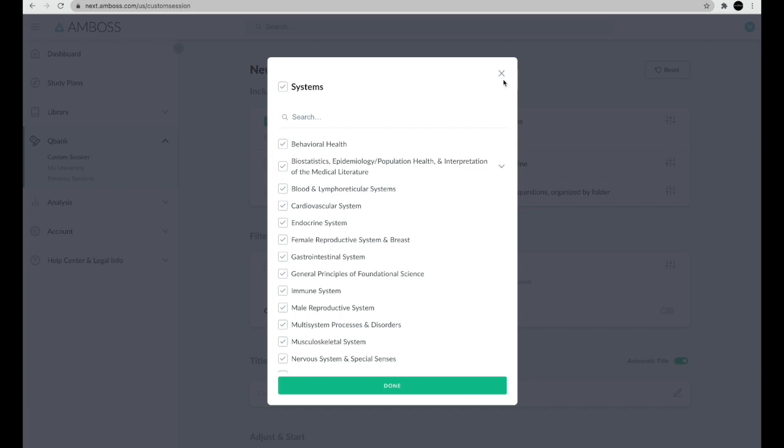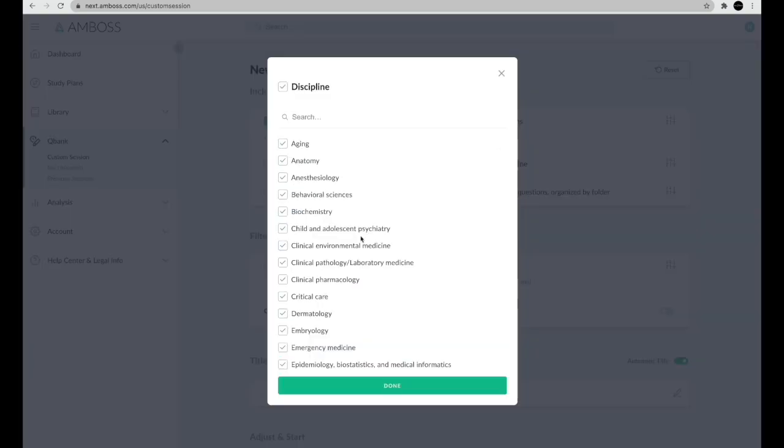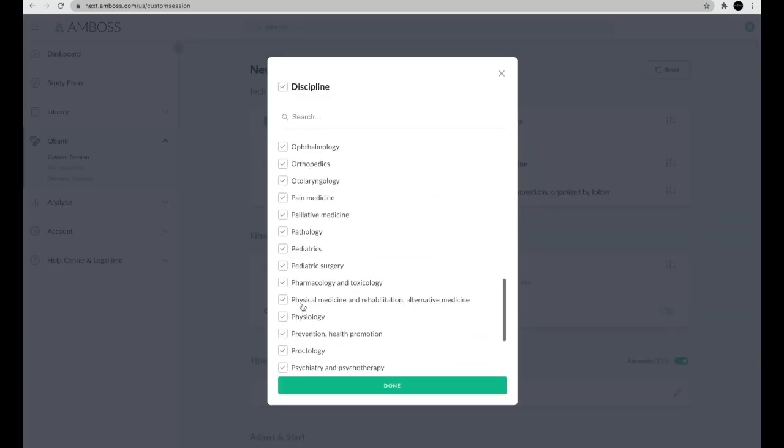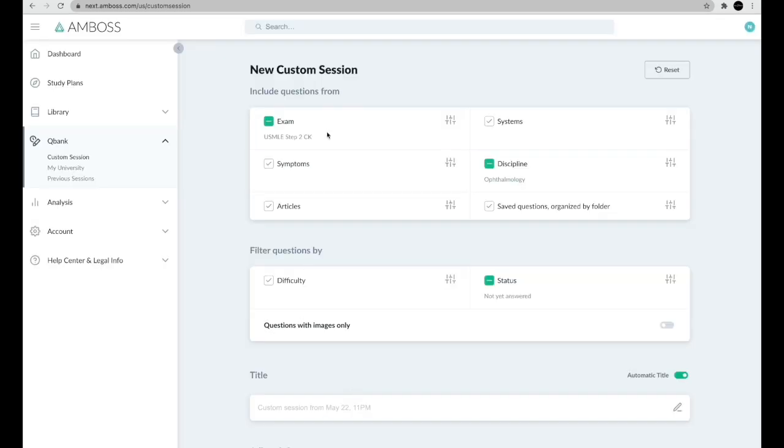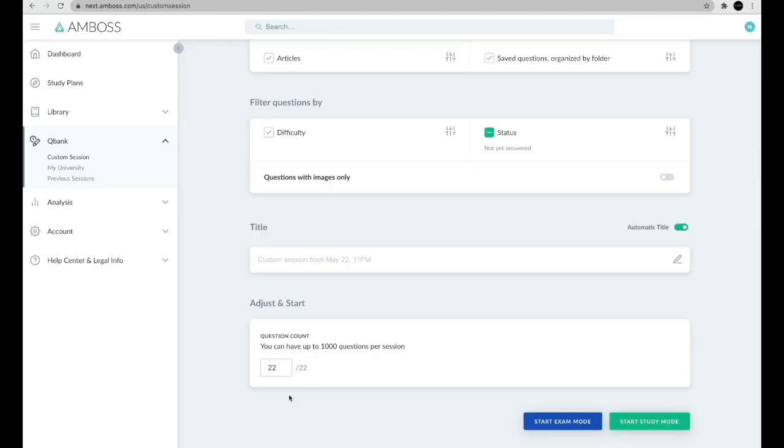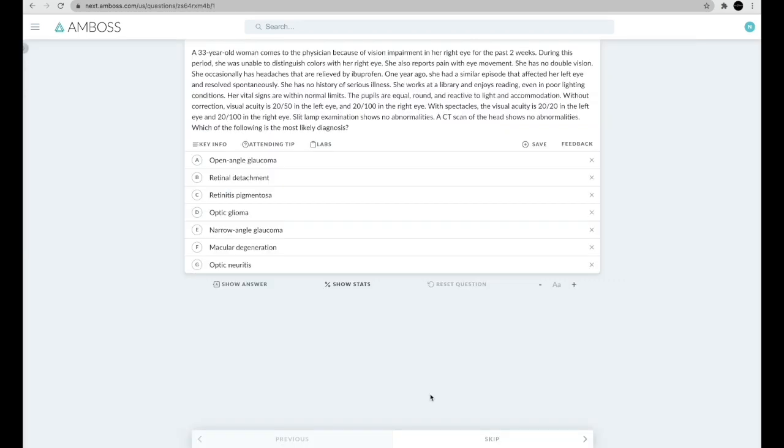So yeah, we're gonna choose ophthalmology. Okay, I'm gonna choose ophthalmology with you guys. Remember that these are very similar to step 1. You can get similar questions as well. I'm gonna do 5 questions in exam mode. Alright guys, so here's the first question.